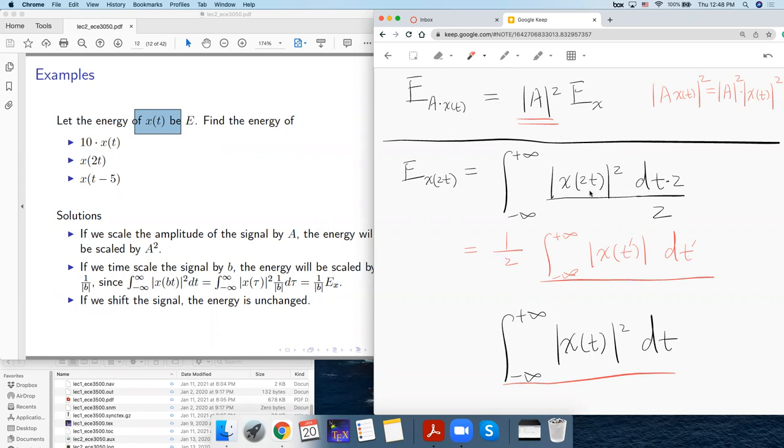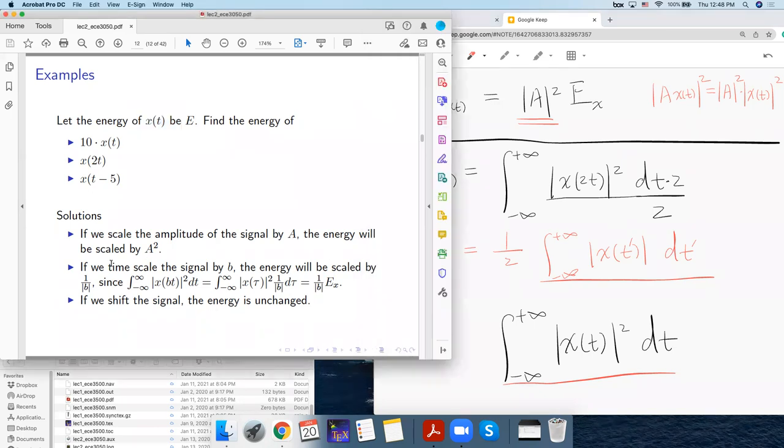So we can see that if we scale the time axis by a factor 2, then the energy will be scaled in a reverse way. It's 1 divided by this factor, so it's 1/2. So more generally, if we time scale the signal by b, so if we are looking at x(bt), then the energy of this signal is basically 1 over the absolute value of b times the energy of x.